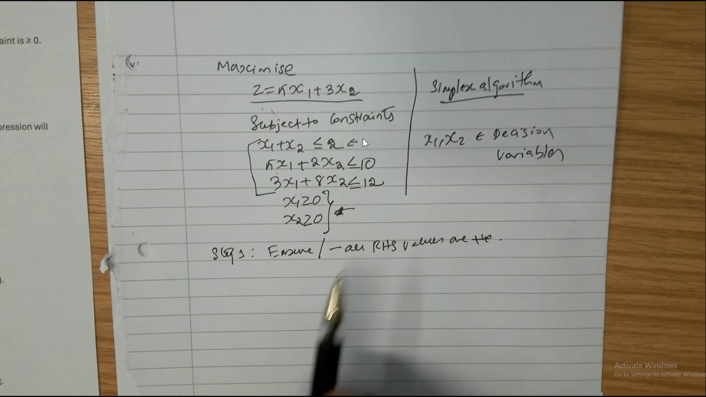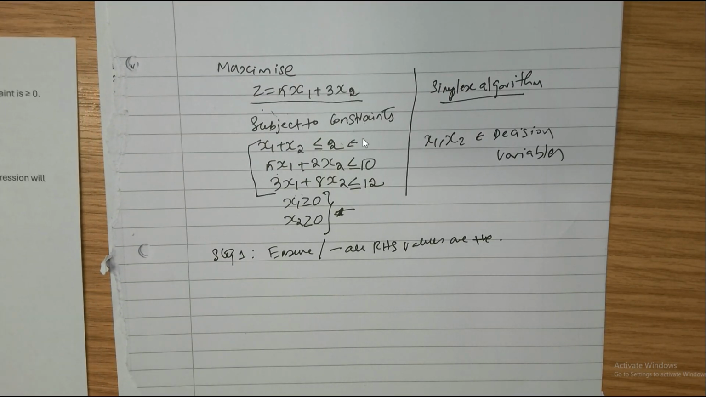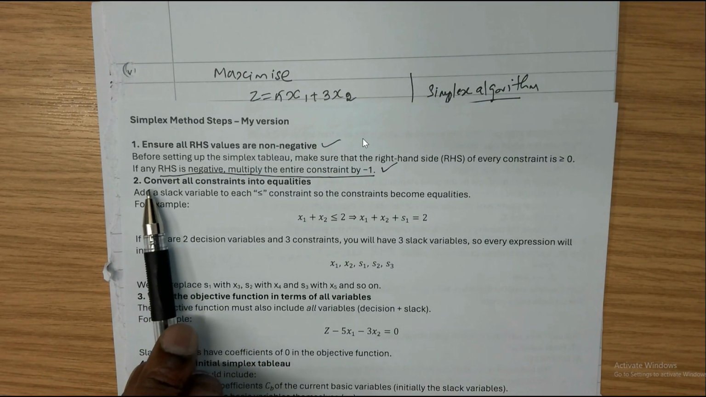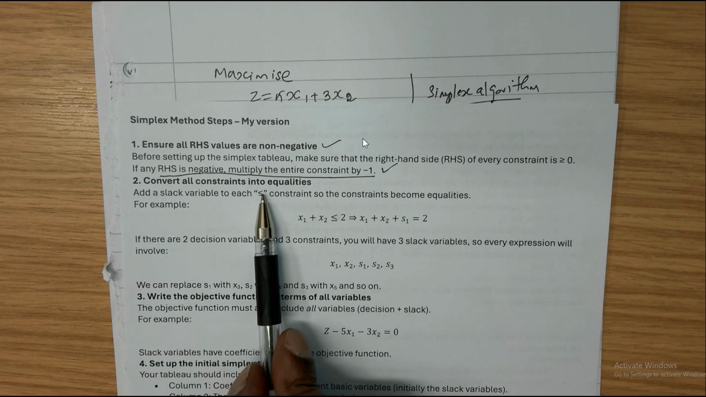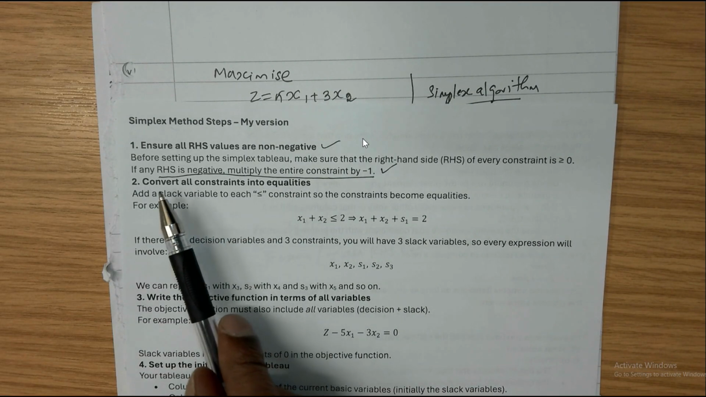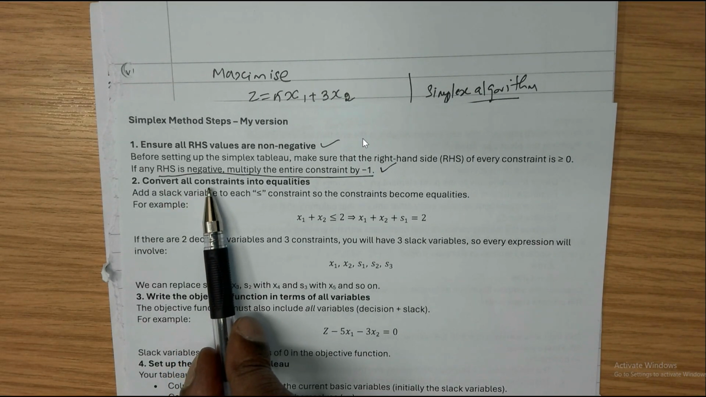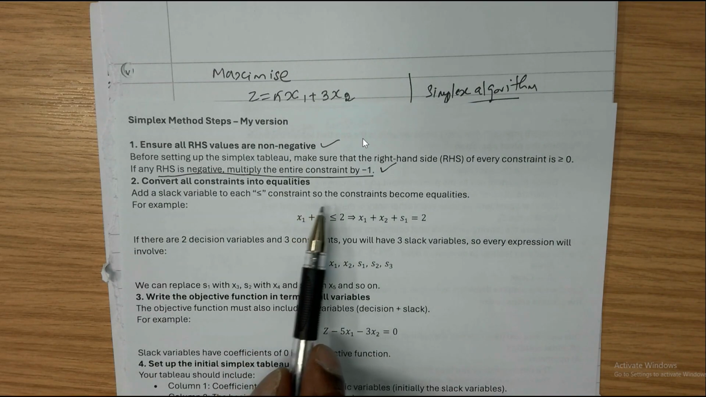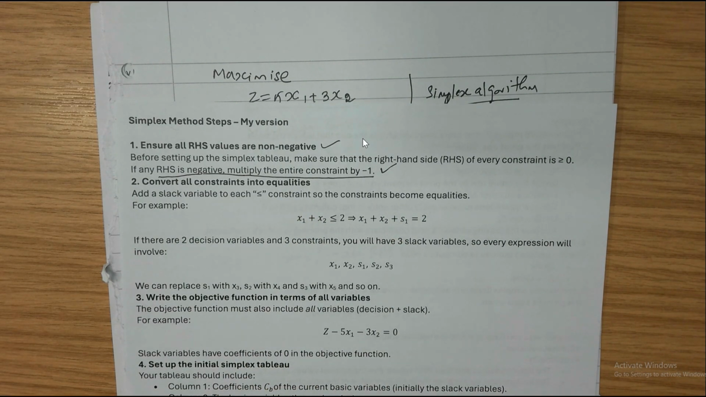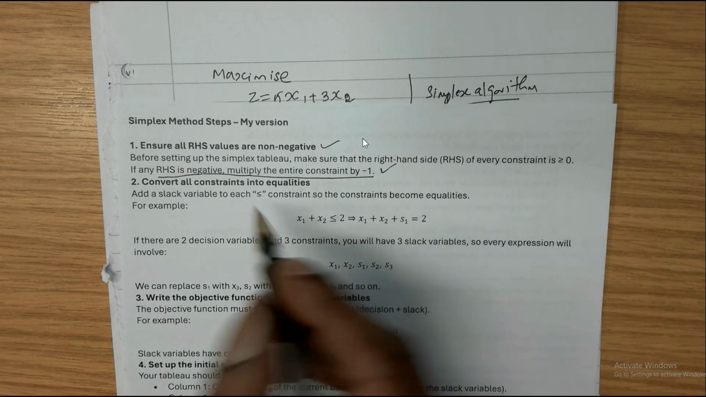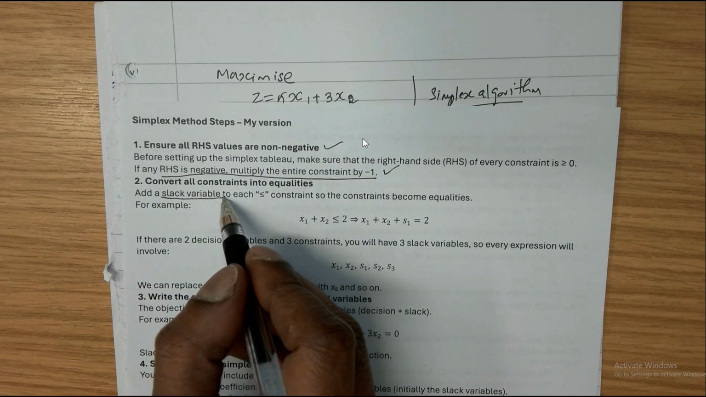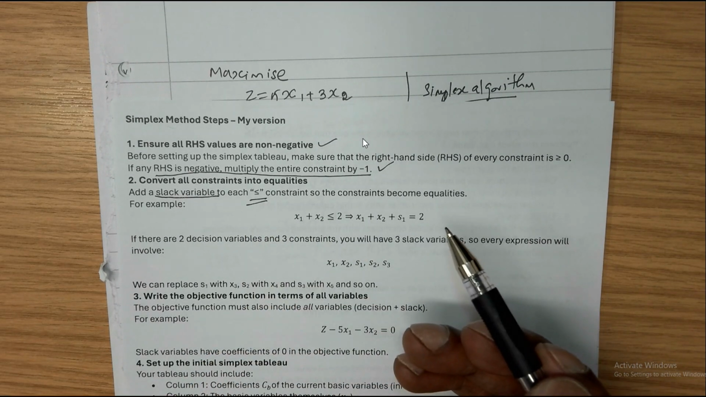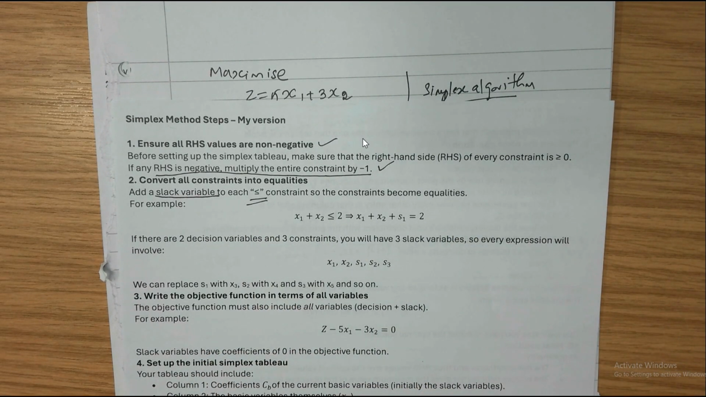Yeah? So let's solve this. And then the second step in the simplex algorithm is you have to convert all the constraints into equalities. So it means you have to take all the linear inequalities and convert them into equalities by adding something called a slack variable. You need to add a slack variable in order to convert the inequality symbol into an equality. So that's the second step.